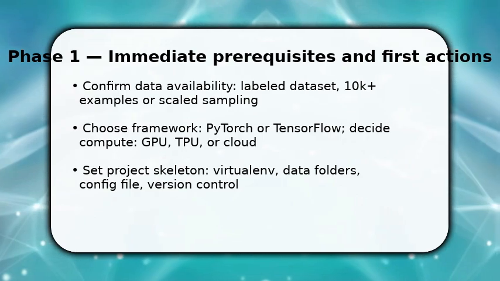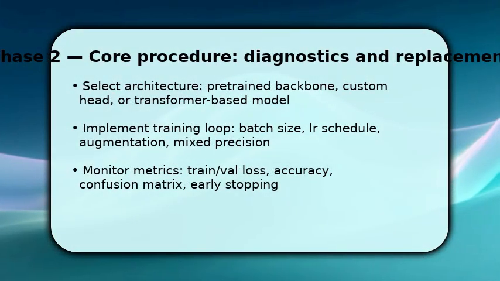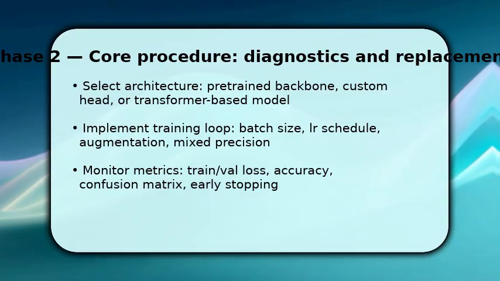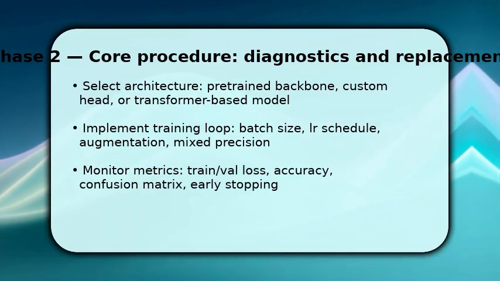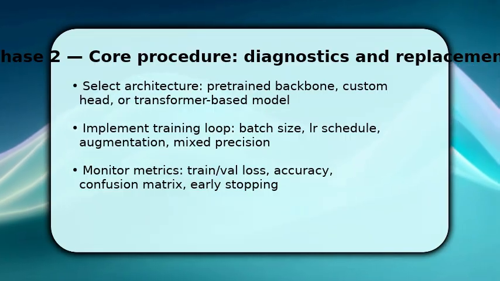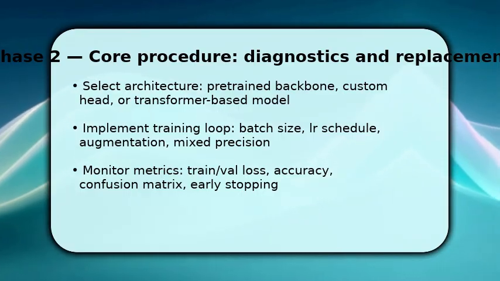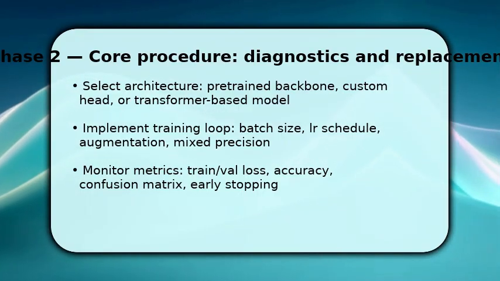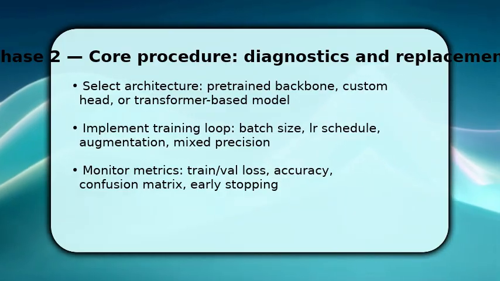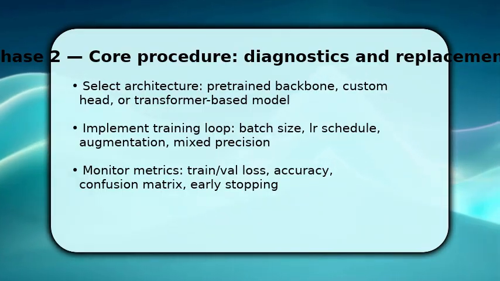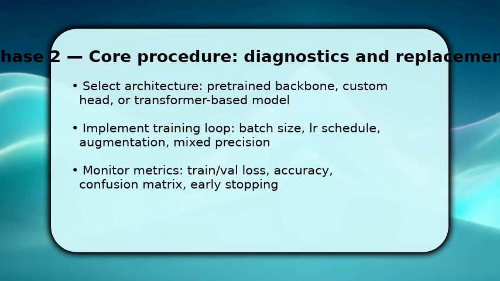Now you design the model and training regimen. Decide whether to fine-tune a pre-trained backbone or train a transformer from scratch. Match model size to available compute. Implement a robust training loop with data augmentation, appropriate batch size, a learning rate schedule, and mixed precision to speed up training. Make sure to log train and validation metrics, visualize a confusion matrix, and use checkpoints with early stopping and best model saving, so you can resume or roll back without losing progress or wasting resources.